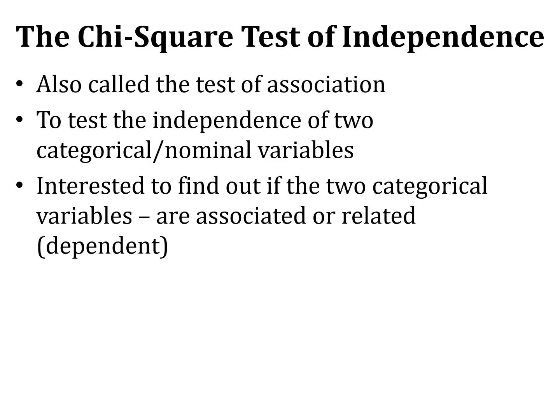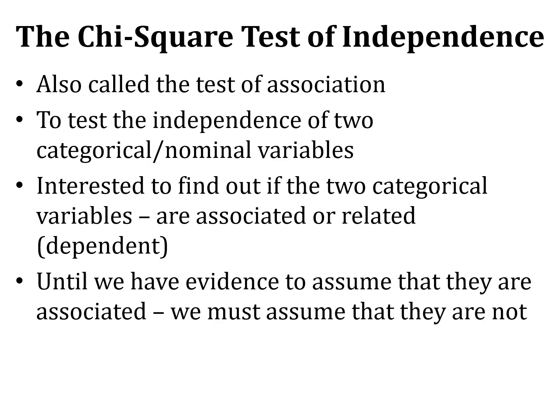So in this case we can use two or more than two variables. If we are interested to find out if two categorical or nominal variables are associated or related, which means they are dependent on each other or independent of each other, we can test that through the chi-square test of independence. And until we have evidence to assume that they are associated, we must assume that they are not. So this is the basis of the null hypothesis, that they are not associated with each other, they are independent of each other.